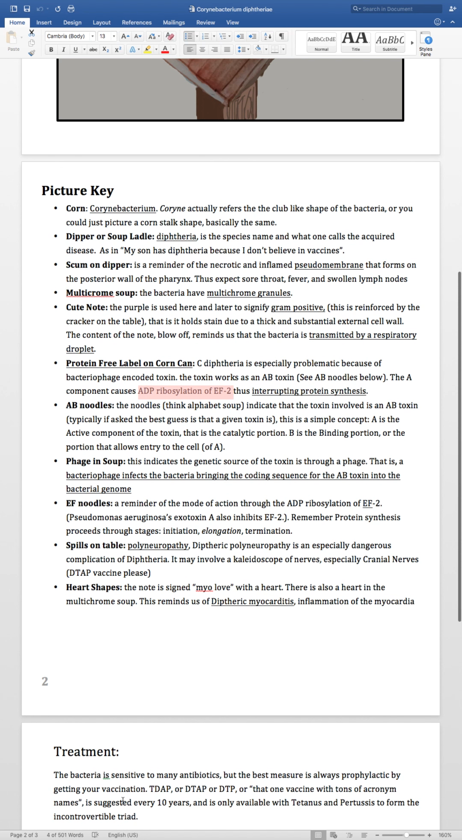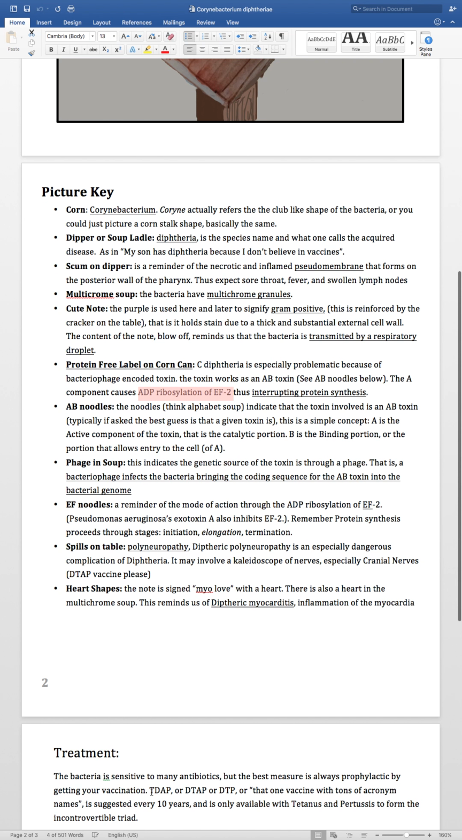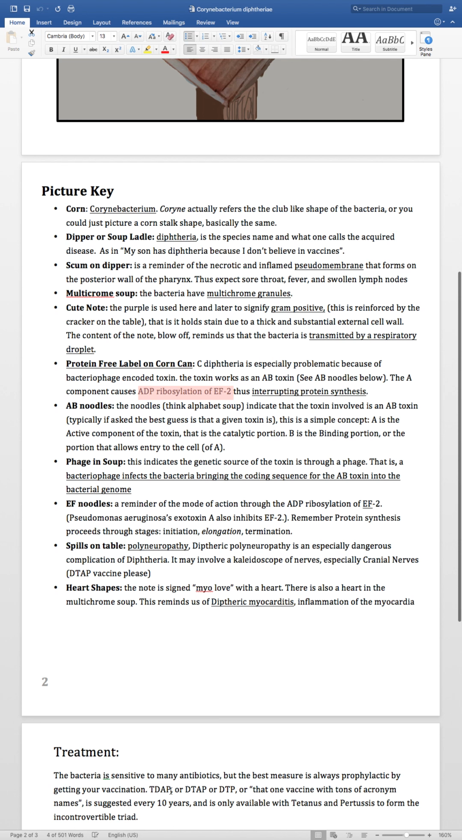Treatment: the bacteria is sensitive to antibiotics, but the best measure, of course, would be prophylactic. We talk about the vaccine. There's Tdap, there's DTaP, there's DTP, there's DPT, you could go on and on, because I've seen so many names for this vaccine, it's ridiculous. But it is also called the vaccine with tons of acronym names. So if you don't know which one you need, just tell them that, and they probably know what you're talking about.